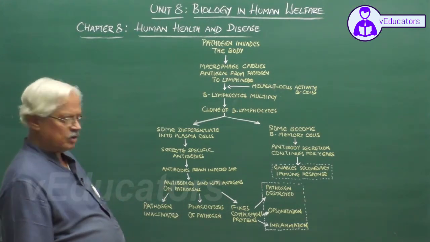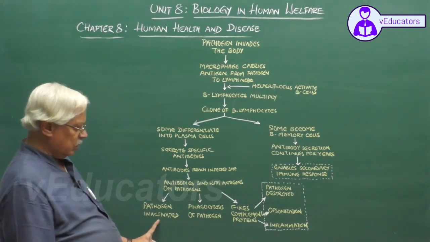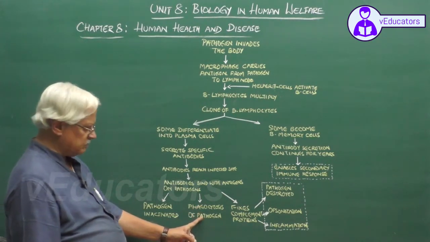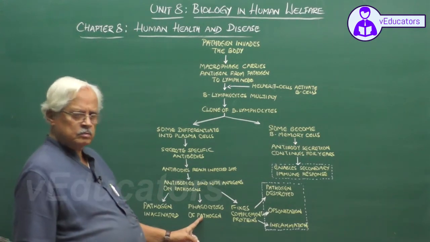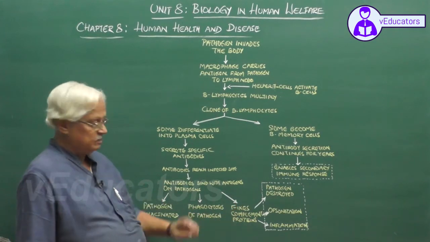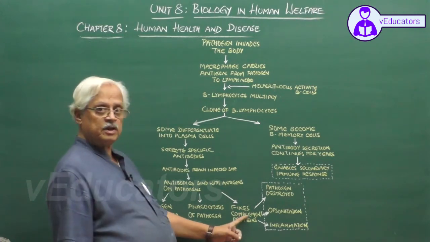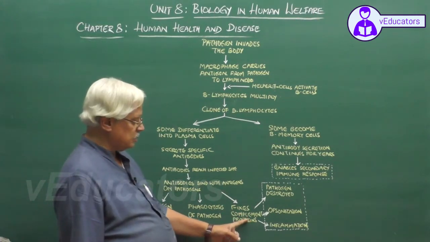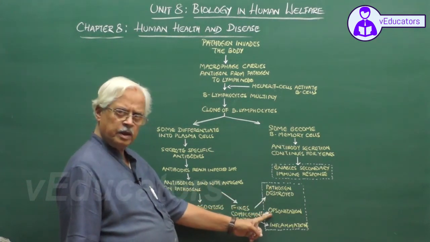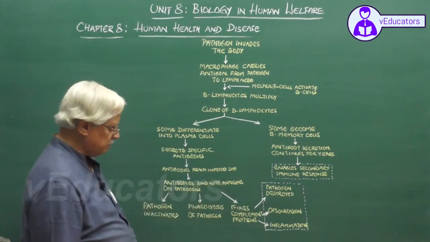This antigen-antibody complex inactivates the pathogen, or brings about phagocytosis of the pathogen, or activates the complement proteins. This is called fixing the complement, and these activated complement proteins may destroy the pathogen, or may enable the pathogen to be swallowed by phagocytes.